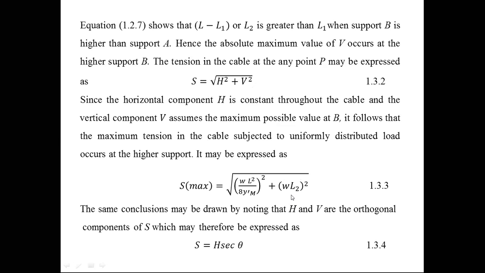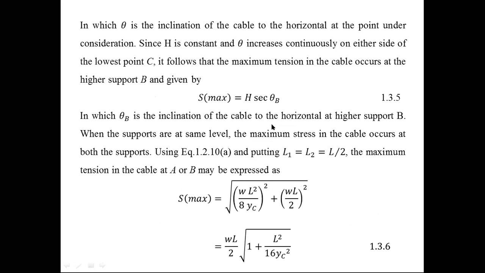Already you have done an example. So substitute all these things. S max is equal to this one. Y dash m is the vertical ordinate measured from the inclined line AB to mid span. The same conclusion is drawn by noting H and V as orthogonal components. S is equal to H secant theta. Already you have done so many problems to get the maximum H secant theta.